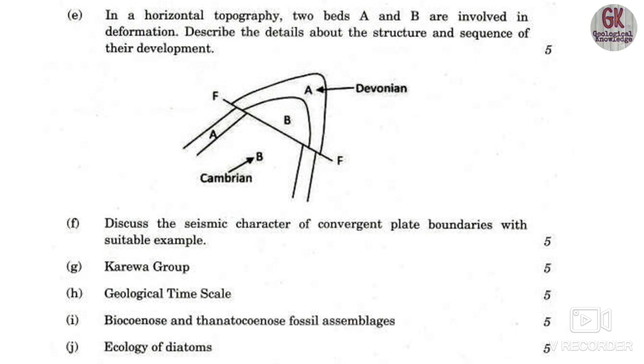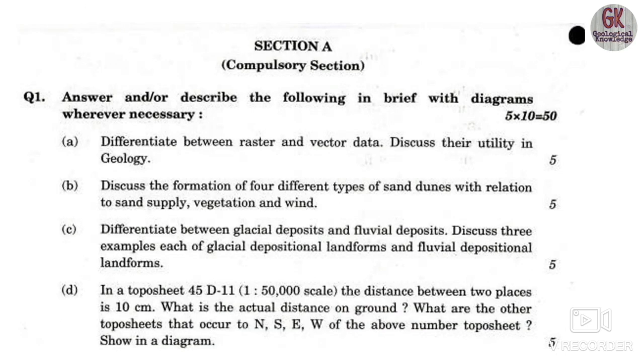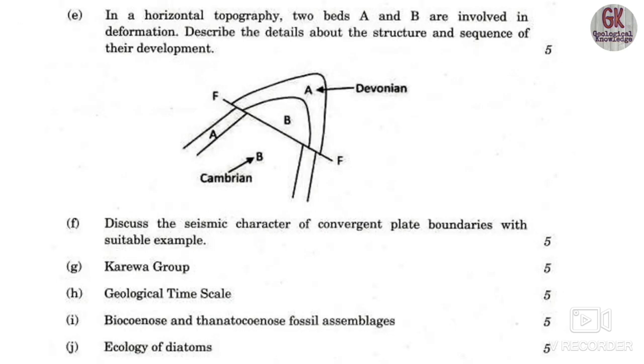next one is Biocoenosis and Thanatocoenosis, fossil assemblages. And the next one is the ecology of the diatoms. Okay, the ecology of diatoms. So all in all, the questions are not very tough. If you have the basic idea about the questions or the topic, then it will be very easy for you to answer the question. One or two questions can be difficult, but the remaining questions you can easily solve.